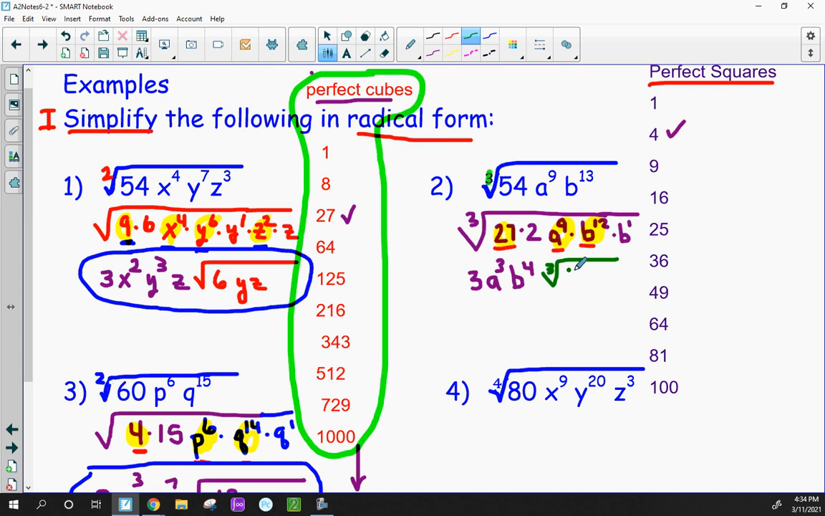You're going to drop your 2 down. You're going to drop your b down. And I've got all the parts, so that should be it. This is your best answer.